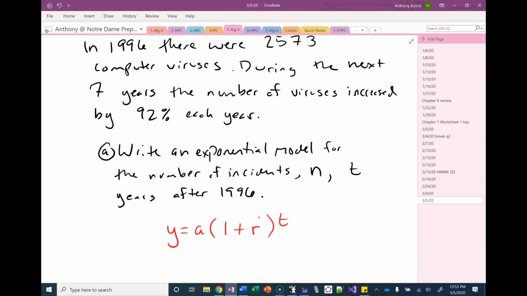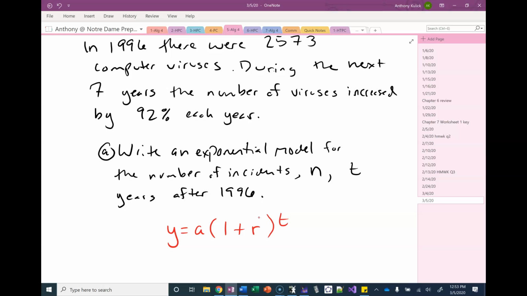Read part A again. Nope, a future value is going in place for y. So what are we going to put in place of y? Nope, not 7. Not 92. Not 2,573. Not 1996.